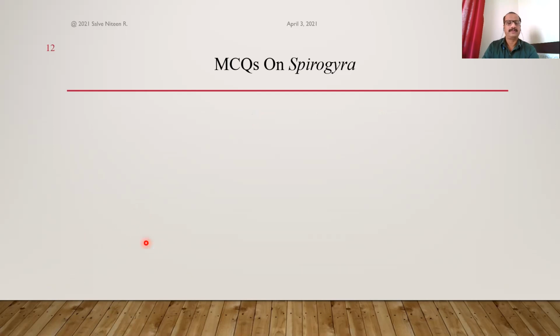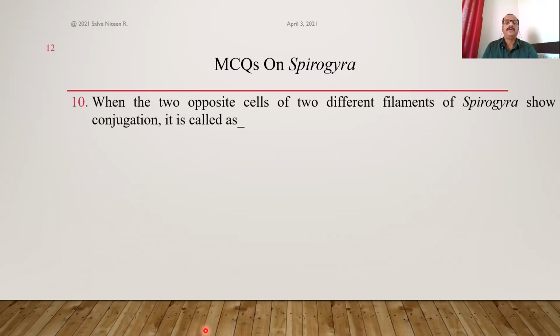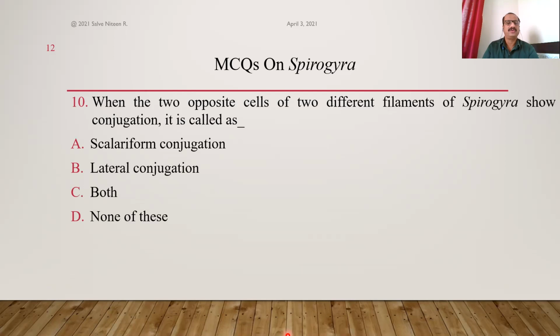Okay, let's move to the second question. Next question. When two opposite cells of two different, separate filaments of Spirogyra show conjugation, this method of sexual reproduction is called scalariform conjugation, lateral conjugation, both, or none of these. We know when the two filaments are different and each opposite cell of the two filaments undergo conjugation, then that method is called scalariform conjugation or ladder-like conjugation. So here the option is option A. That is the correct option.